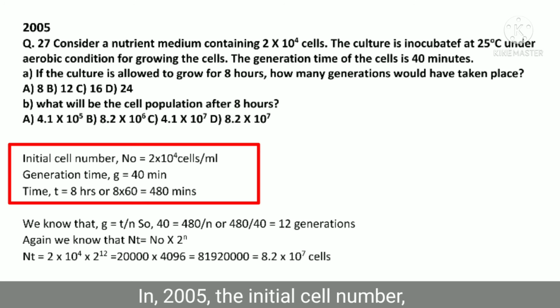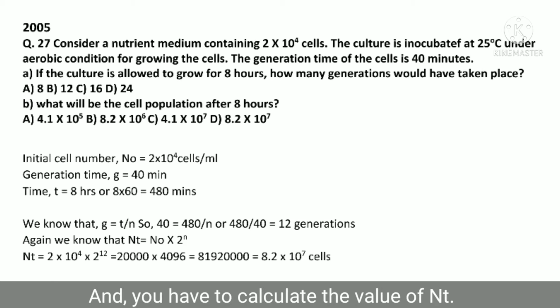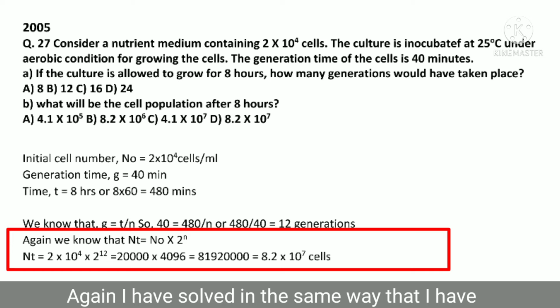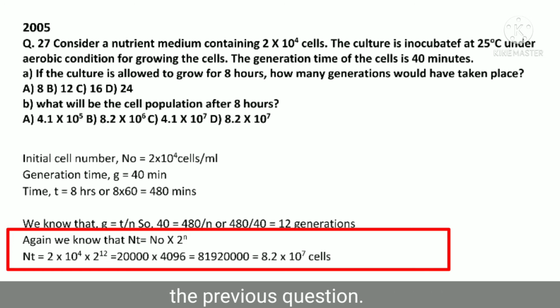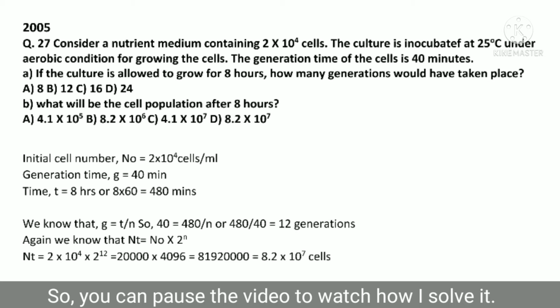In 2005, the initial cell number, the generation time, that is small g, and time t are given, and you have to calculate the value of Nt. Again, I have solved it in the same way that I solved the previous question. So you can pause the video and watch how I solve it.